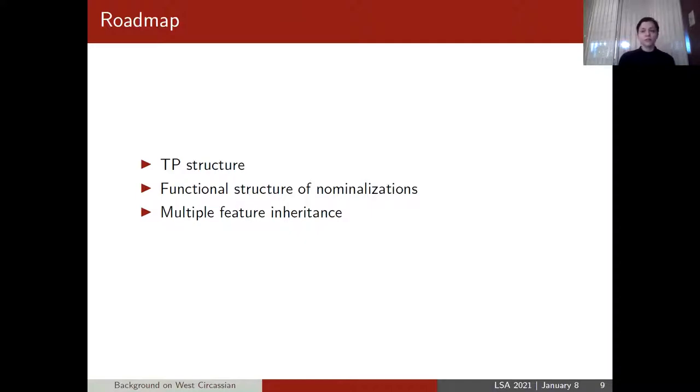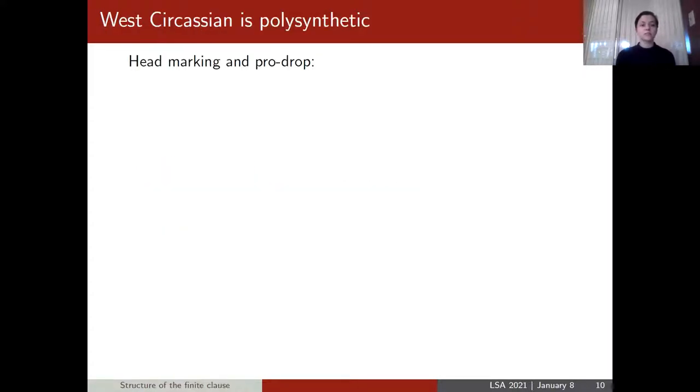I'll talk a bit about TP structure in Western Cachan, so what you expect to see in a full TP. And then I'll move on to talk about the functional structure of nominalizations. Then I'll wrap it all up with the core proposal for how to account for somewhat peculiar properties of these nominalizations. So first, let's talk about the TP structure.